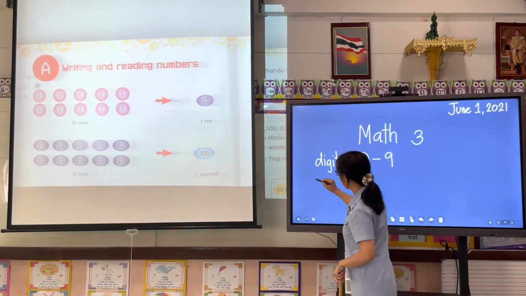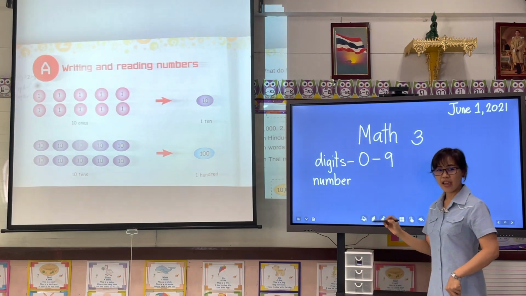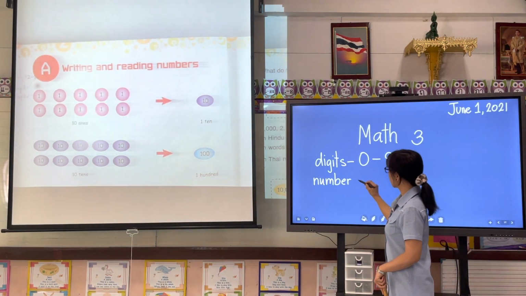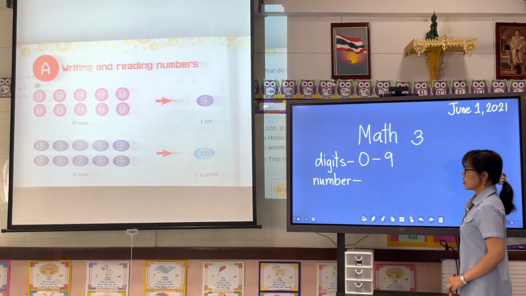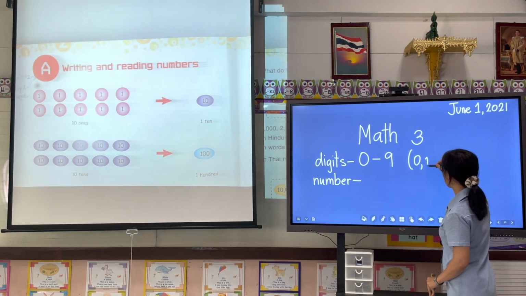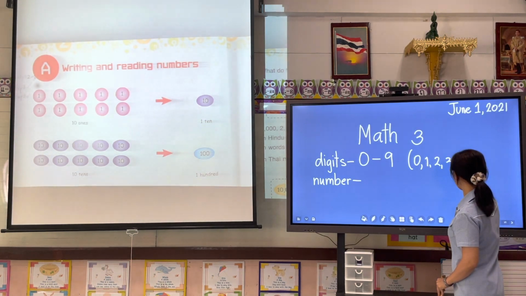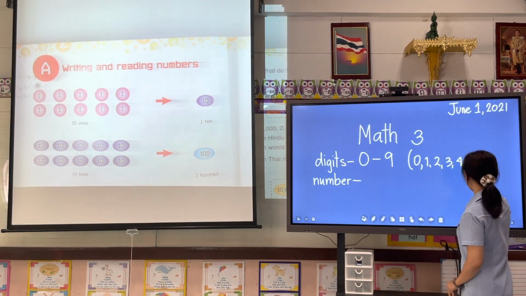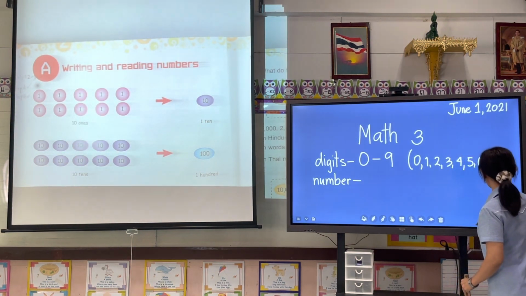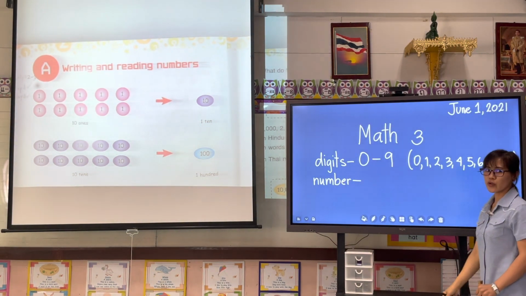What about if we say number? So there's a difference between a digit and a number. When we say number, if we combine the digits 0 to 9, that is already a number. So in short, a number is a combination of the digits 0 to 9.